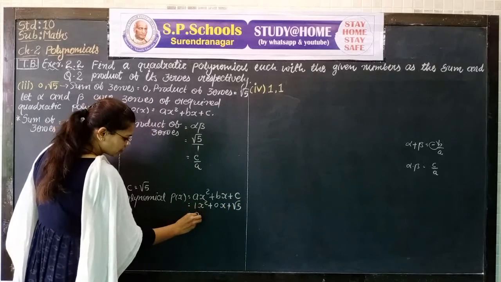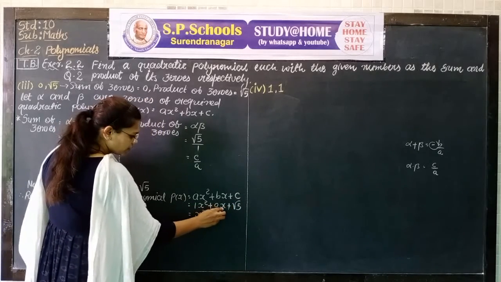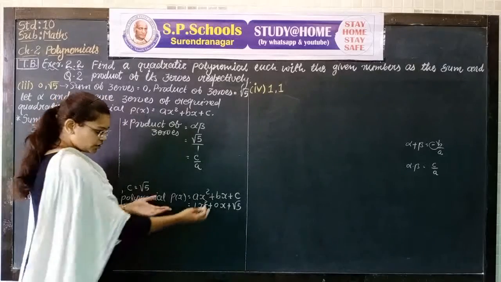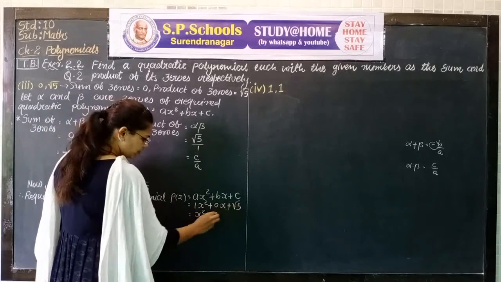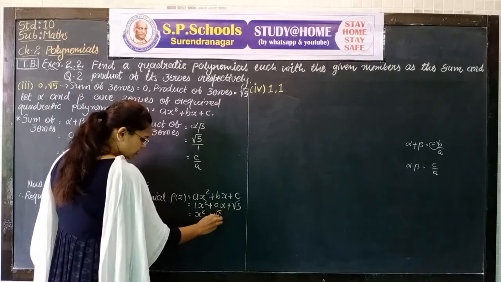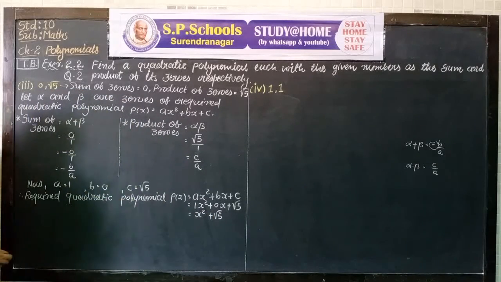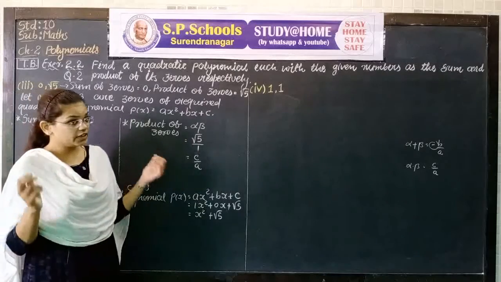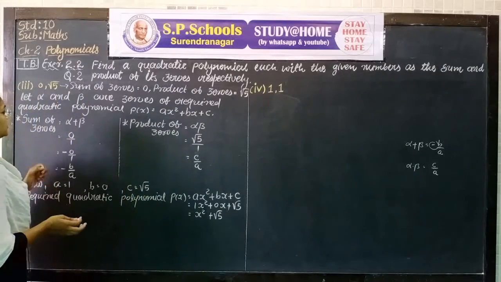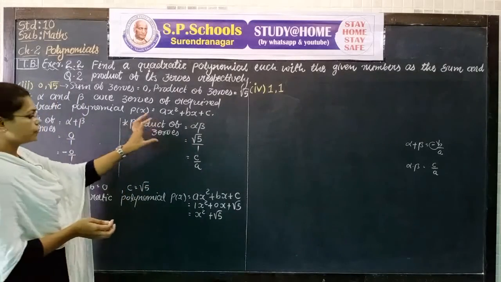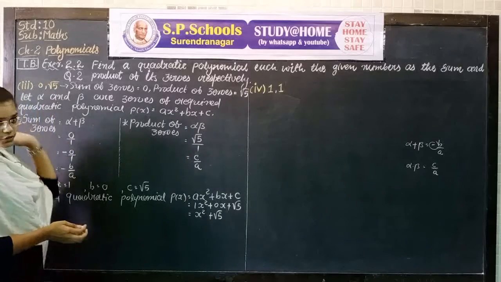1 multiplied by x square gives x square. 0 multiplied by x is 0, so there is no need to write it in the next step, plus root 5. Here x square plus root 5 is our required quadratic polynomial, but we know there are infinitely many quadratic polynomials where the sum and the product of zeros are 0 and root 5.